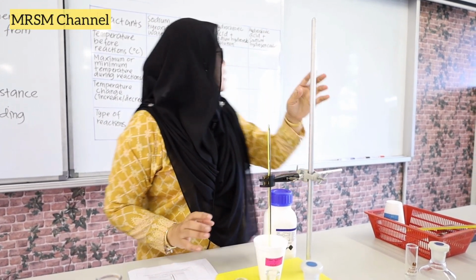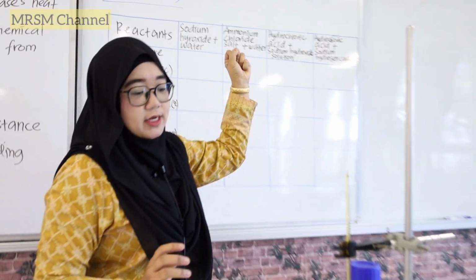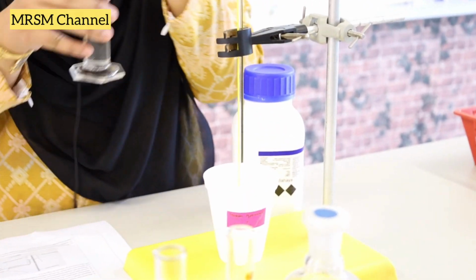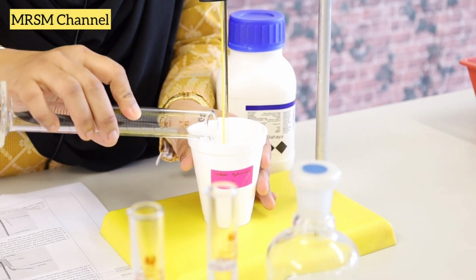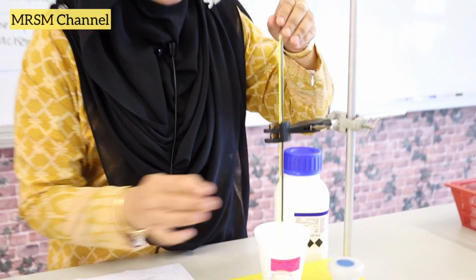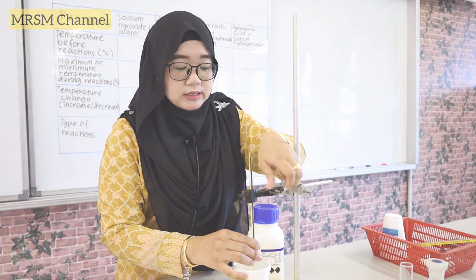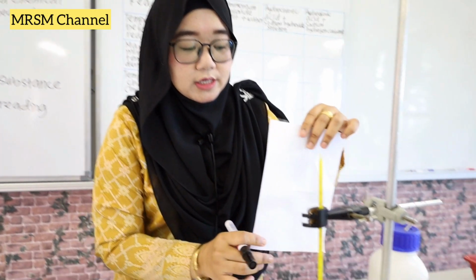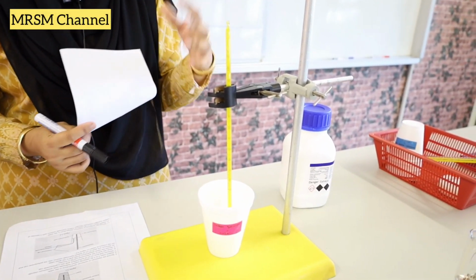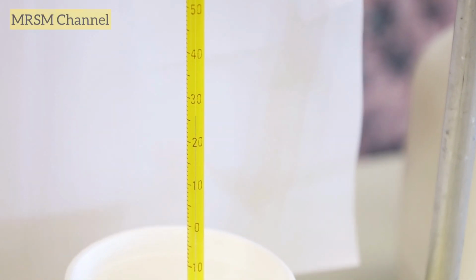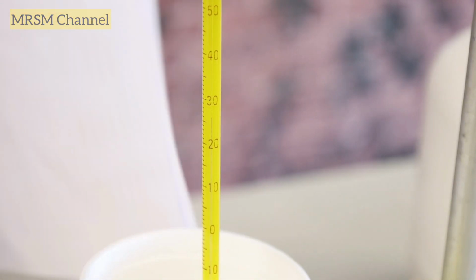The first thing is sodium hydroxide plus water. We prepare the thermometer inside the polystyrene cup. We take 50 ml of water and put it into the polystyrene cup. Then we need to read the temperature of the water first. After 2 minutes, we record the initial temperature of the water. Use white paper so that we can see the reading clearly. So the temperature is 26 degrees Celsius.